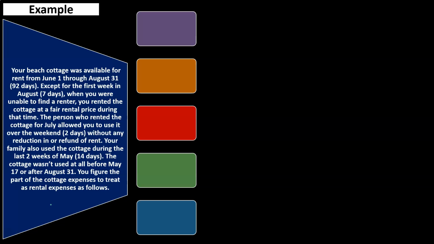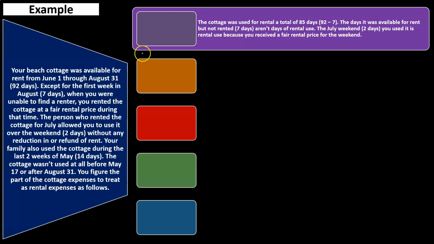So under this scenario, how am I going to be breaking out the rental expenses? The cottage was used for rental a total of 85 days. That's going to be the 97 days minus the 7 that it wasn't rented. In other words, they're pulling out the 7 days that weren't actually rented out, even though it was available or on the market. The days it was available for rent but not rented, 7 days, aren't days of rental use. So we had to take those out.